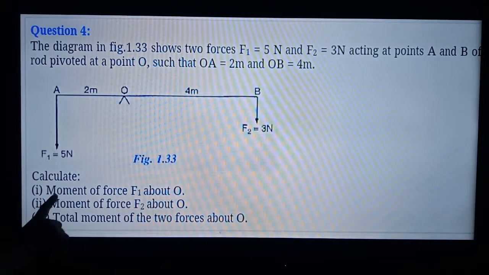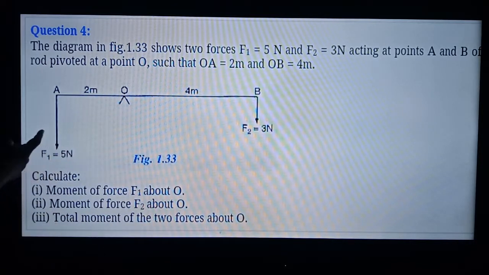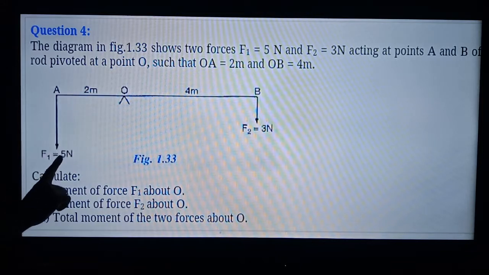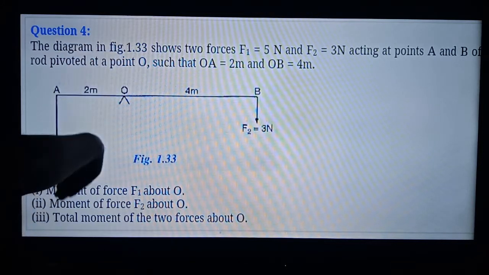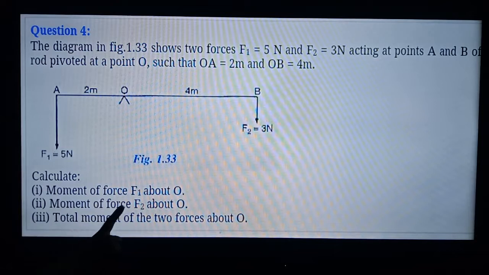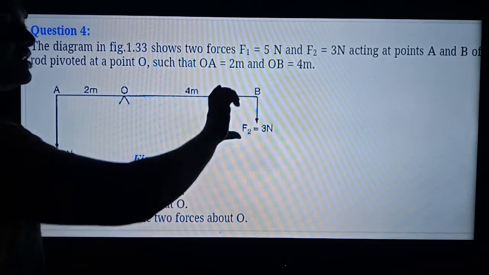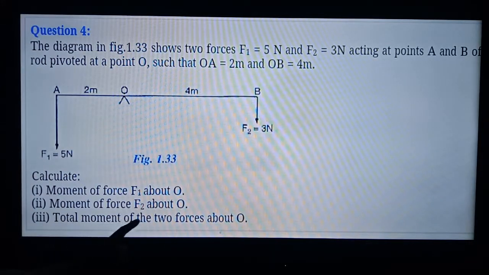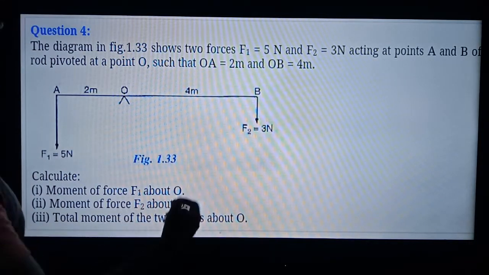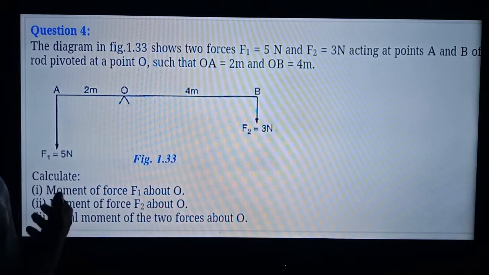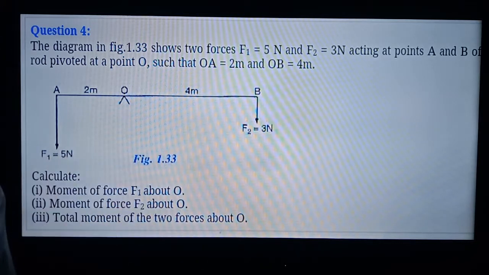Now what do you have to calculate? Number 1, moment of force F1 about O. That is 5 into 2, 10 Newton meter anti-clockwise. Moment of force F2 about O, F2 is this, about O, that is 3 into 4, 12 Newton meter clockwise. Then the total moment of force of the two forces about O. So the clockwise moment and anti-clockwise moment are opposite in direction. Let's see the solution.